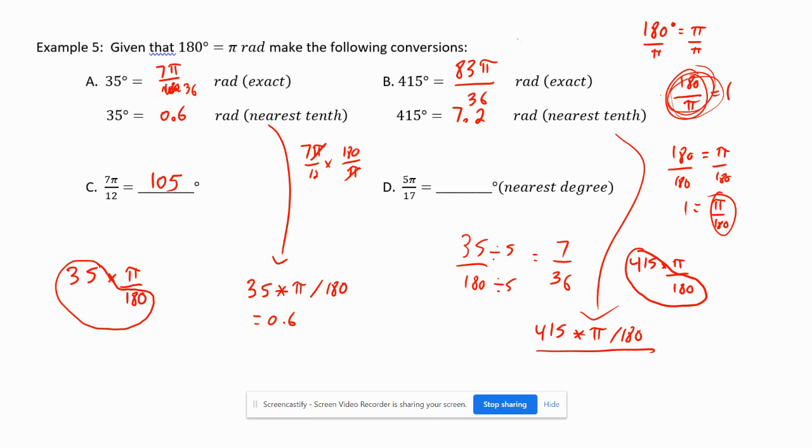Now for the second one, it says to the nearest degree. That means we're going to have to round this guy, but we're going to do it the same way. We have 5 pi over 17 times 180 over pi. The pi's cancel out. Same thing, 5 over 17 times 180 equals 53 degrees. And there's our answer rounded to the nearest degree.